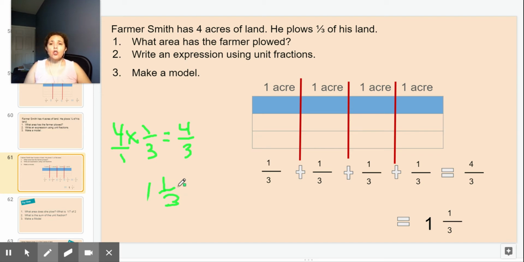Now, to do it with a model, this is what I want you to understand. I want you to understand what it actually means, not just multiply them out.